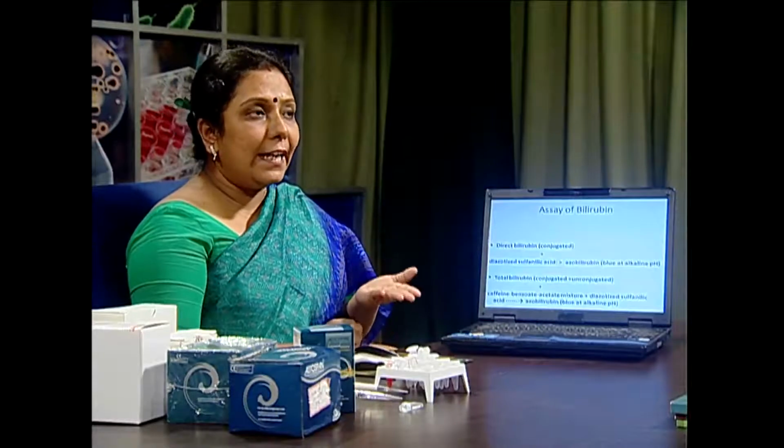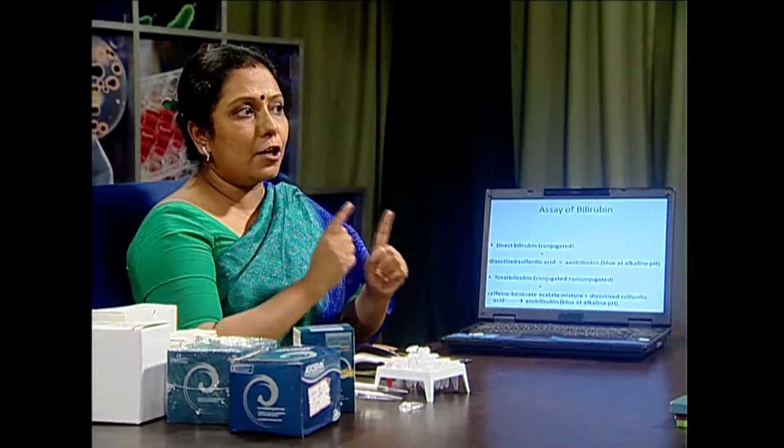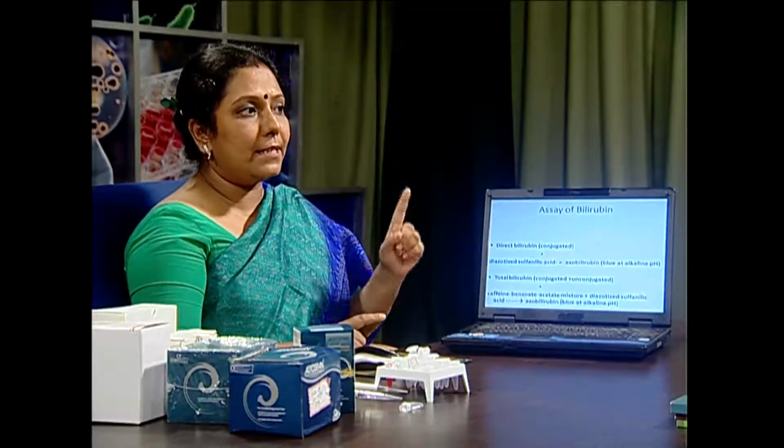So, if we get an increase in conjugated bilirubin, that means a dysfunction related to the hepatic as well as the biliary tract. They may be termed intrahepatic as well as post-hepatic dysfunction. But if indirect bilirubin is increased within the serum, that is correlated with rapid hemolysis.